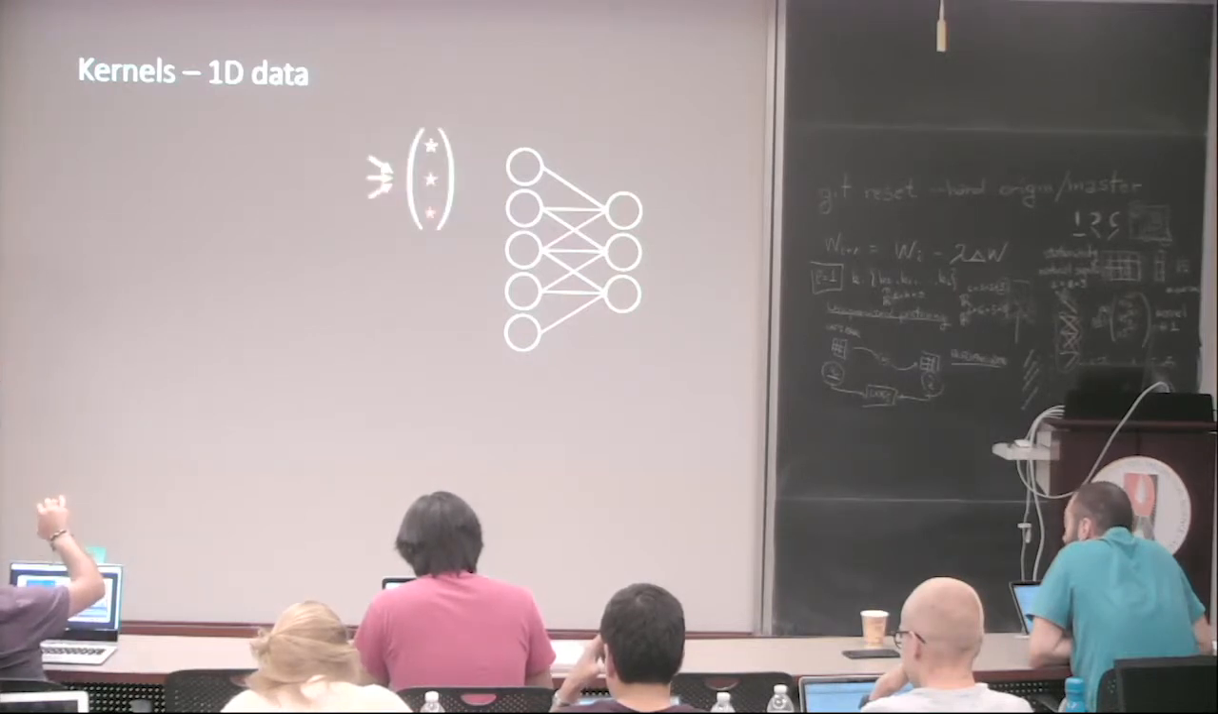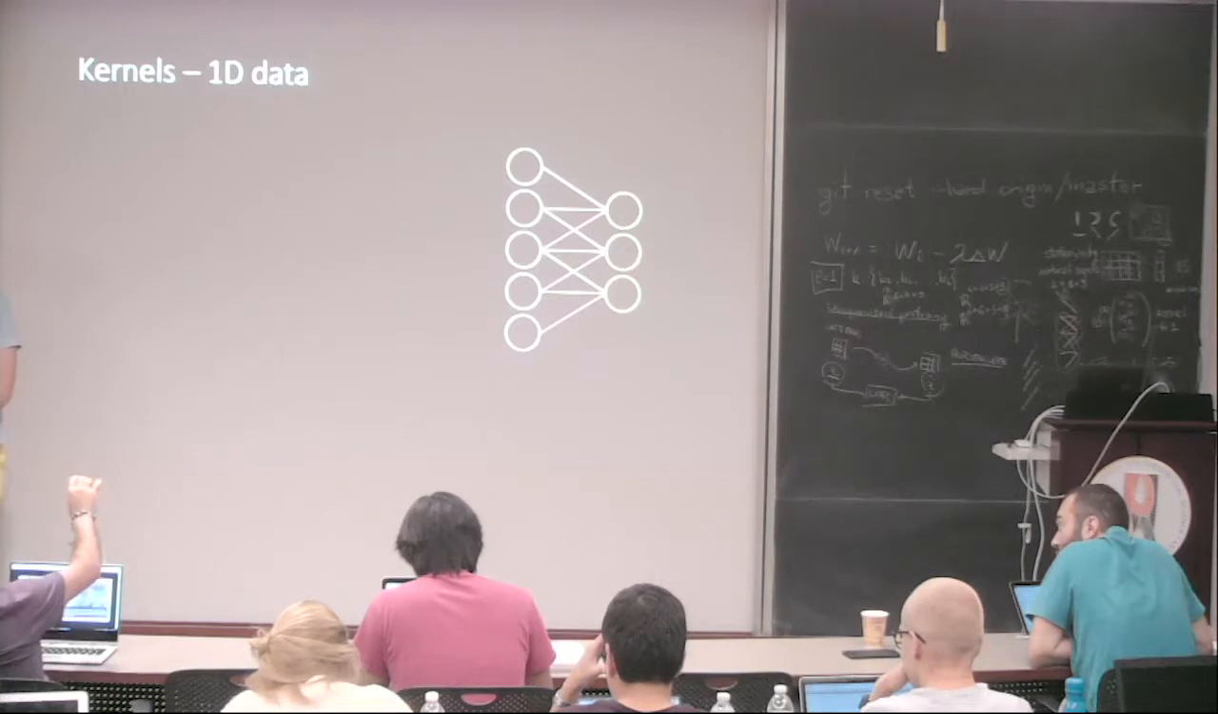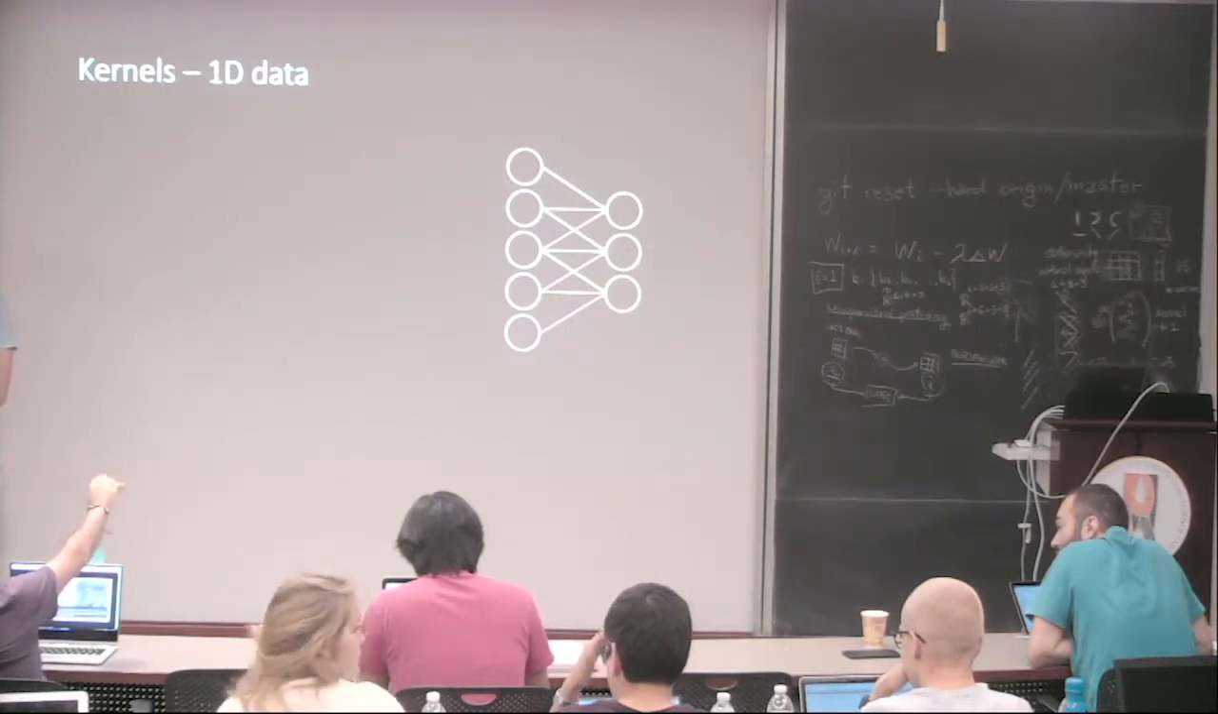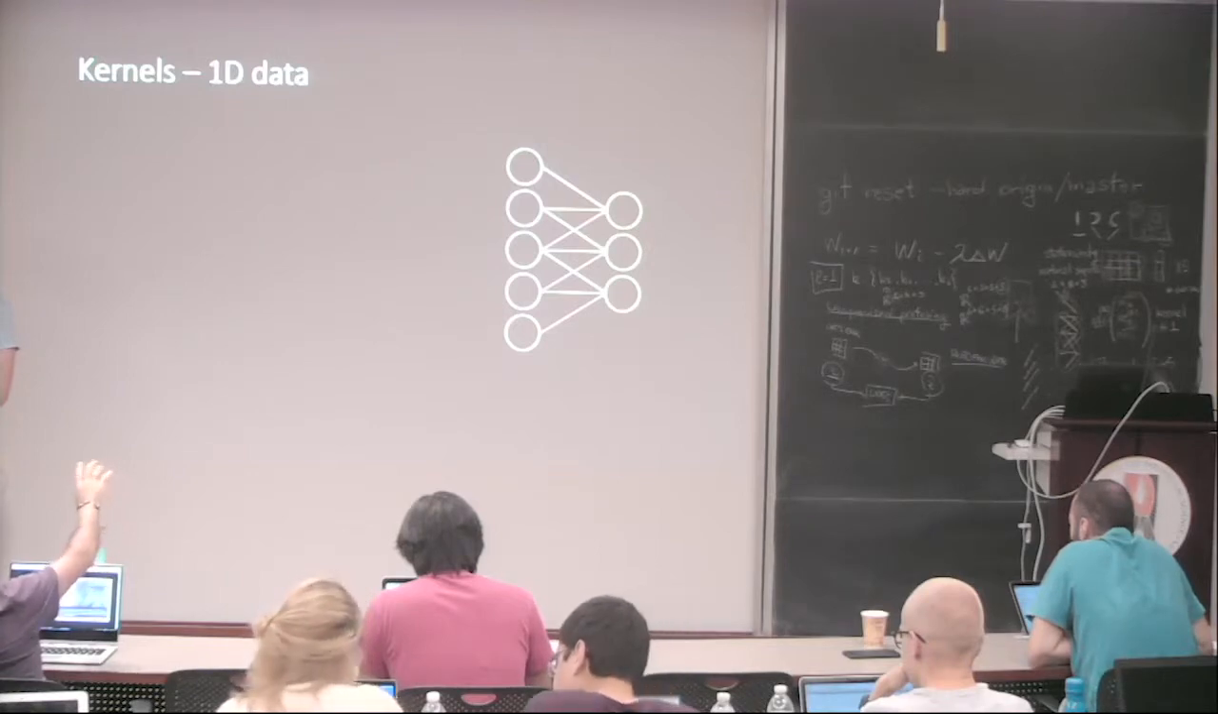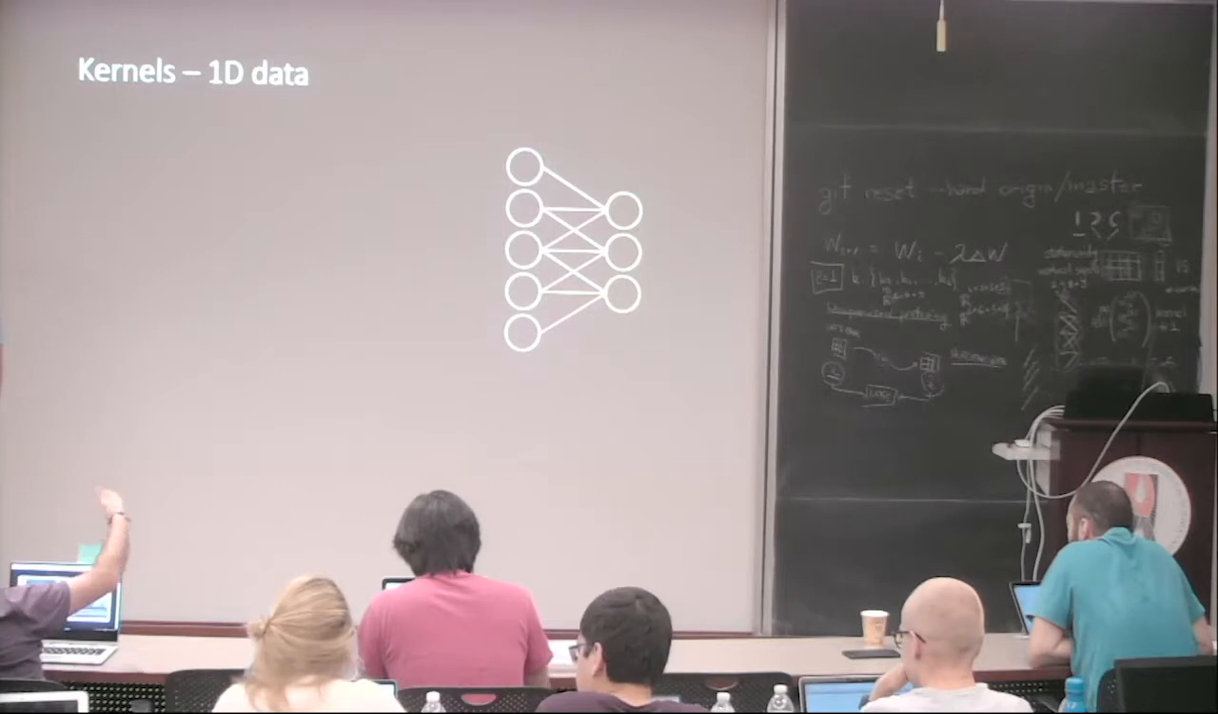All right, so. Question before we go on. Is it usually normal that you have fewer neurons in your layer, or is this for illustration only? Okay, that is also correct.